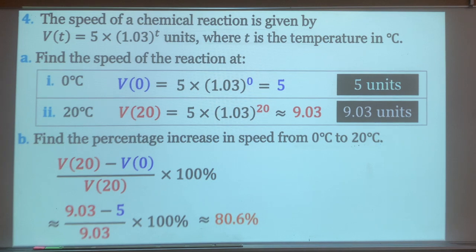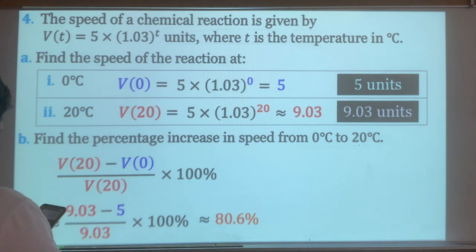Any questions? That doesn't seem like it works out there. One second, let me go check something out here. 9.03 minus 5, divided by 9.03. That's 44. Divided by 10, divided by 5. Ah! Over your initial amount.